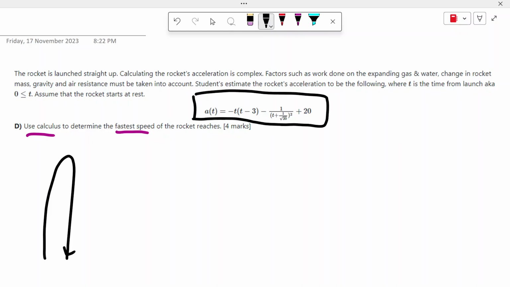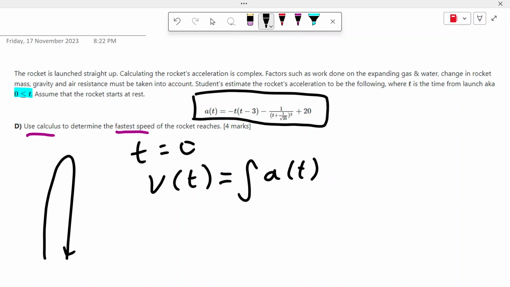Okay, so we do need to know that from launch, when we launch this thing, t is equal to 0. And so what we're going to do is determine the fastest speed. We're given acceleration, but we want to find velocity with respect to time. Now, velocity is equal to the integral of acceleration.